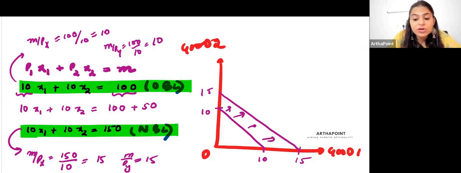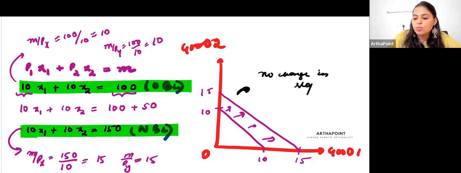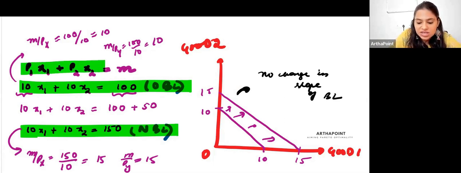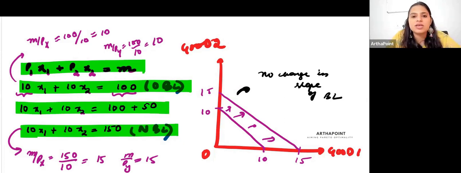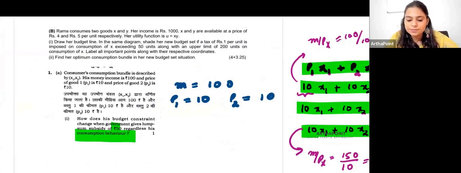You have to tell clearly in the exam that there is going to be no change in the slope of the budget line. You have to give this equation correctly in the exam. What is your old budget line equation? What is your new budget line equation? That must be given. Now let's go to the next question.